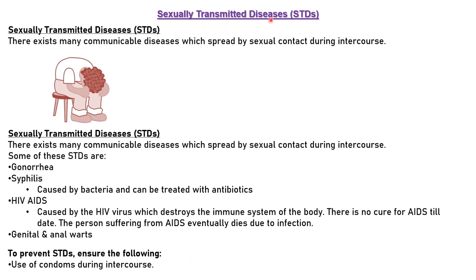Now coming to sexually transmitted diseases under reproductive health, you should know the different types of sexually transmitted diseases, in short STDs, right? There exist many communicable diseases which spread by sexual contact during intercourse. So how are these diseases spread? They are spread by unsafe methods of intercourse. Now coming to the different types of STDs, gonorrhea and syphilis. They are caused by bacteria and can be treated with antibiotics.